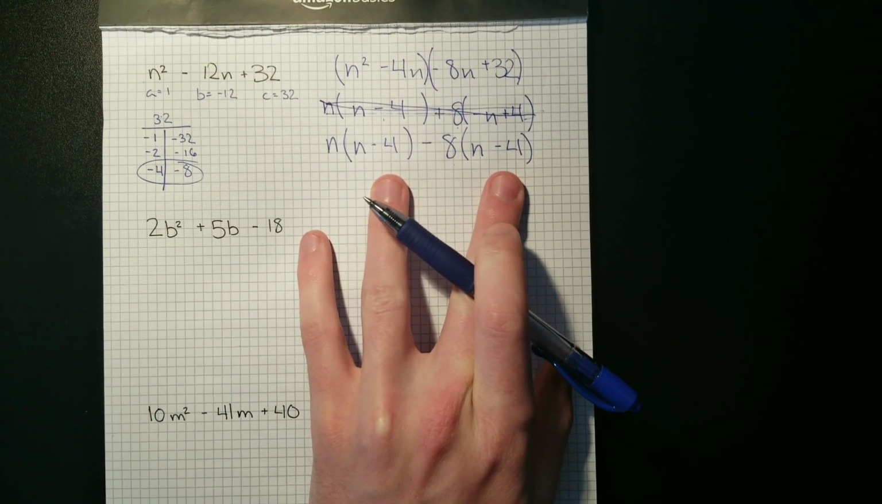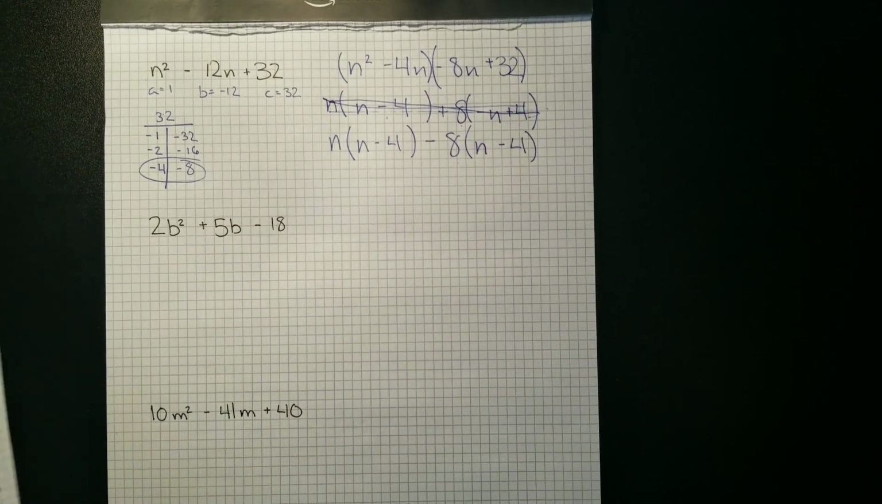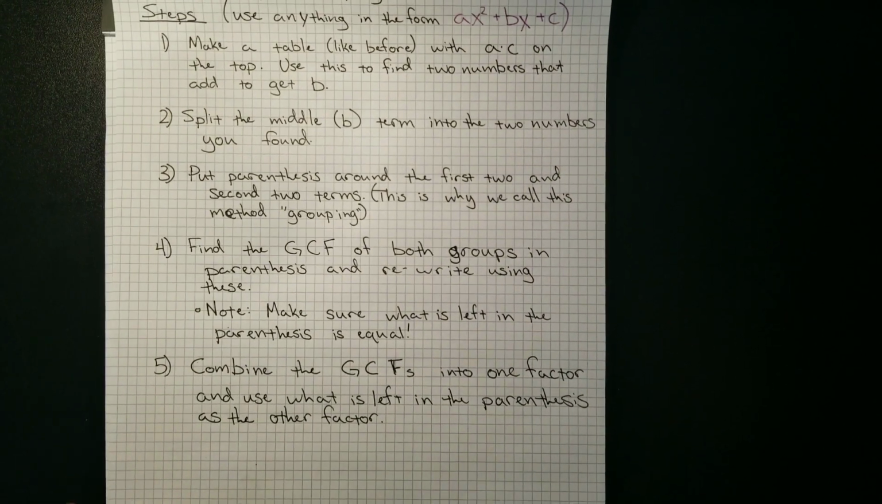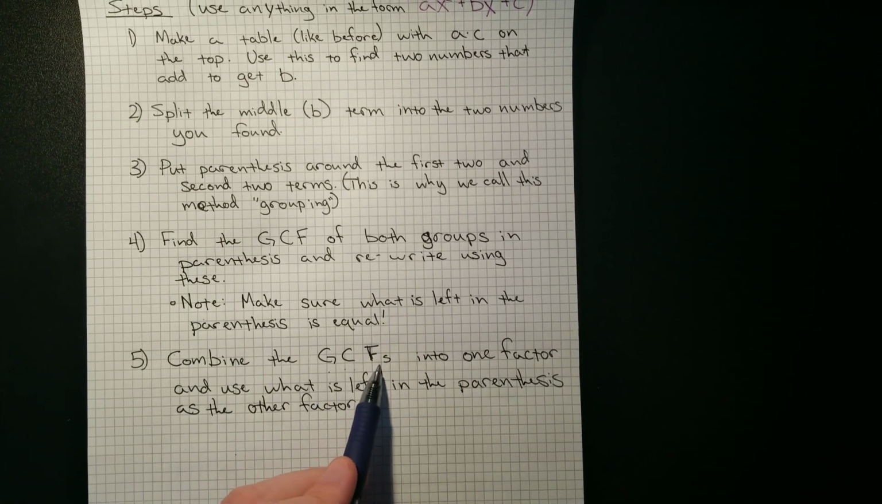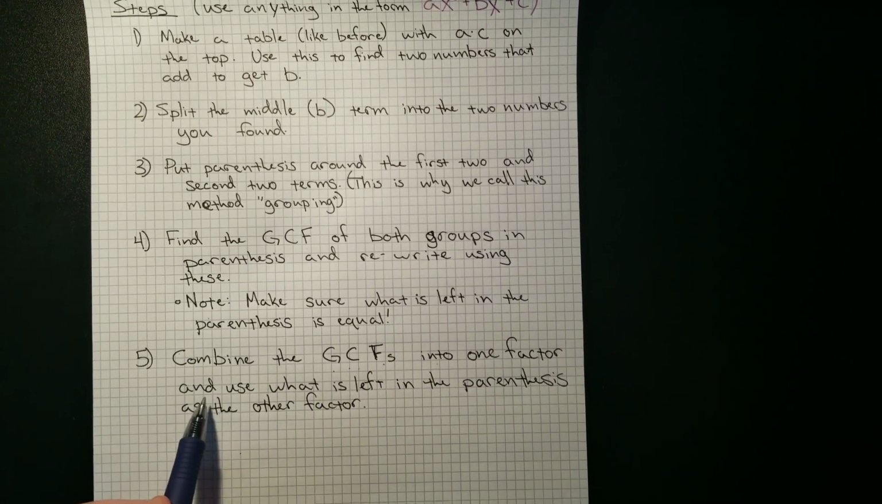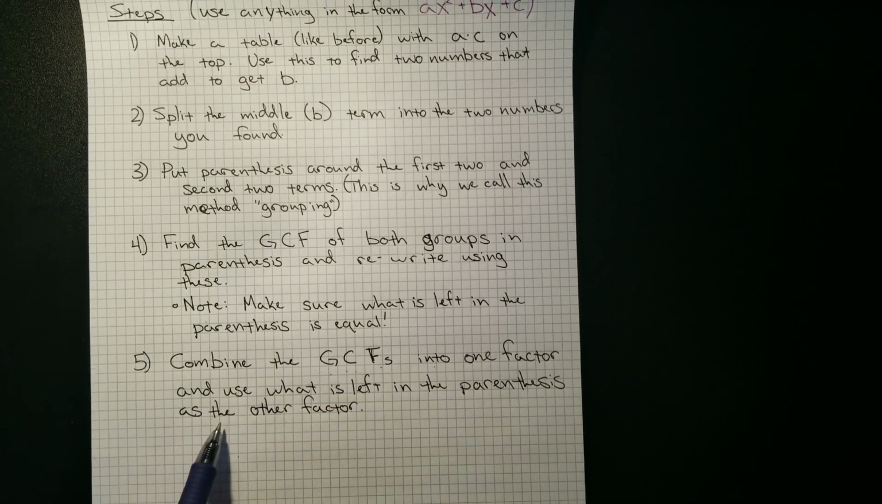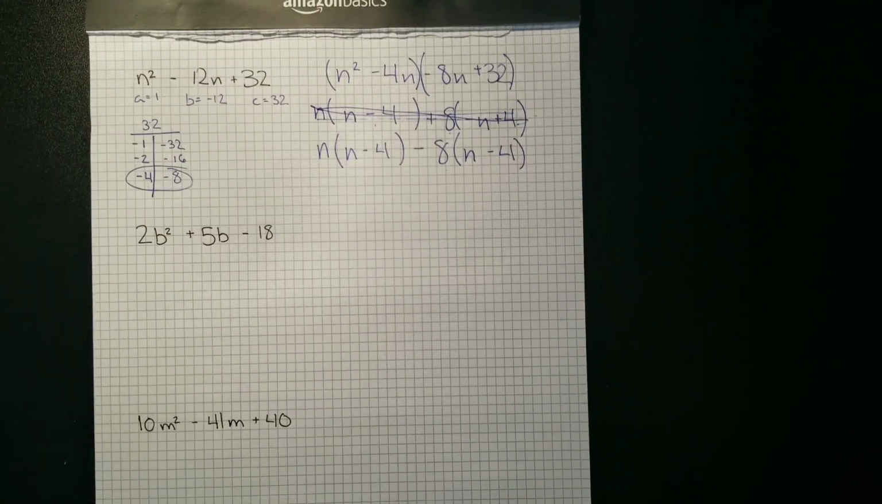n minus 4 and n minus 4. We have something else, the n minus 8. So final step, combine the GCFs, or the greatest common factors, into one factor and use what is left in the parentheses as the other factor. So this is what that means.